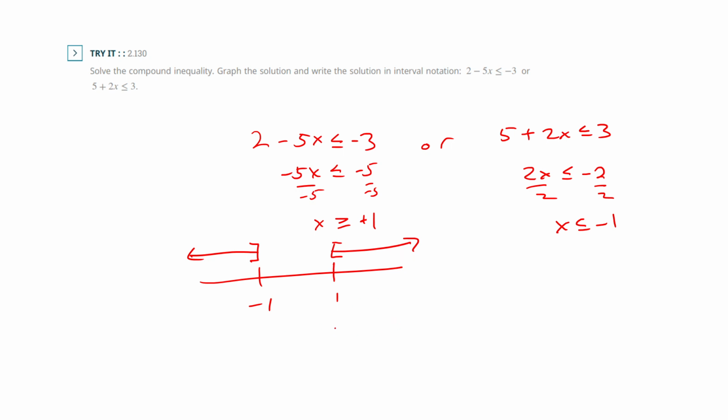Now in interval notation, we're going to go from left to right. So I've got -infinity to -1, and I've got 1 to infinity, and make sure you give me the U for the or.